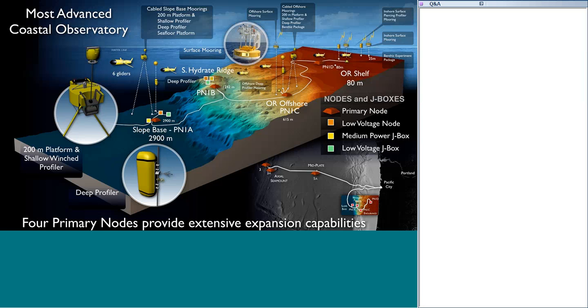The second kind is a deep profiler mooring, and it has a McLean profiler that goes up and down through the water column to about 150 meters beneath the surface. And again, these are able to be commanded and controlled from shore.